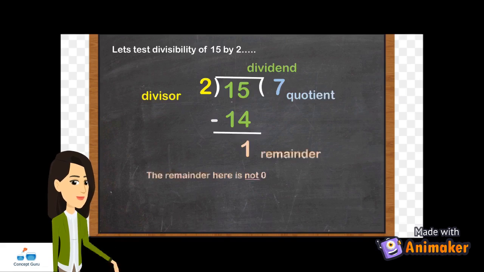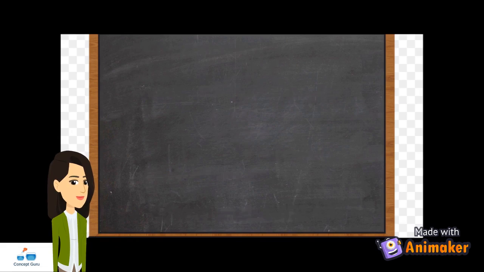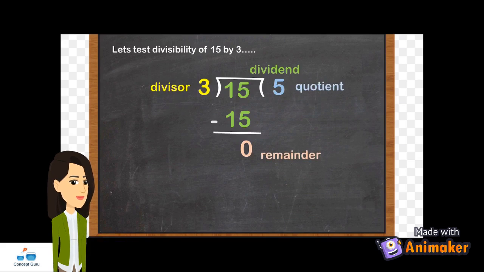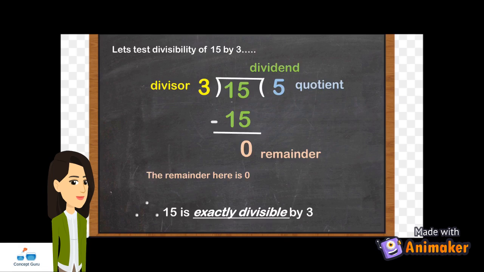For a dividend to be exactly divisible by a divisor, the remainder must be 0 on division. Let's test the divisibility of 15 by 3 now. This is how we go about it. Here we get 3 5s are 15 and the remainder is 0. Therefore, 15 is exactly divisible by 3.